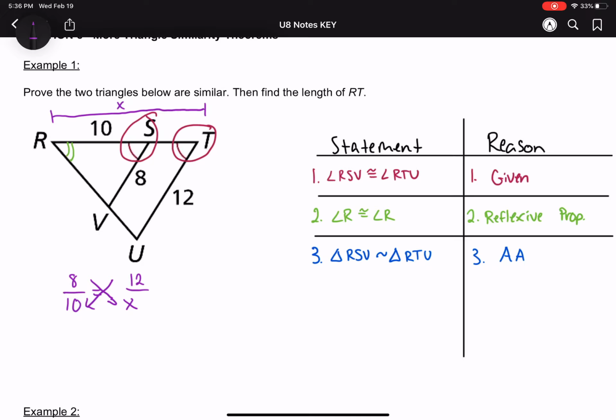That gives me that 120 is equal to 8X. I still need to solve for X. I need to get that by itself, so I'm going to do the reverse operation of the multiplication that is shown there. So I'm going to divide 8 out on both sides, and that gives me that X is equal to 15. Because X is equal to 15, and I know that X is representing RT, my length of RT is 15.